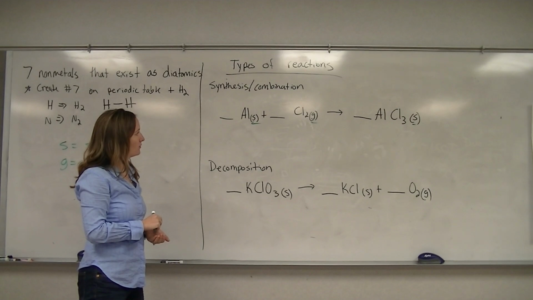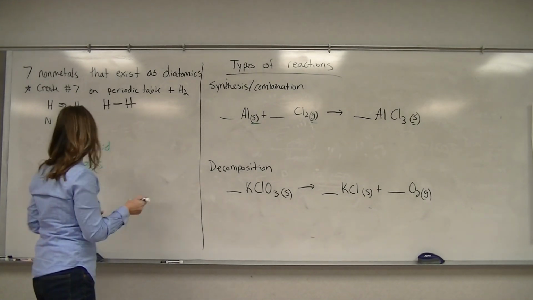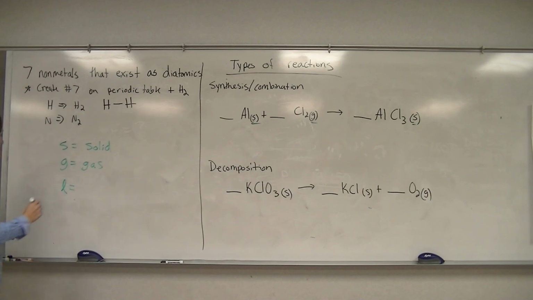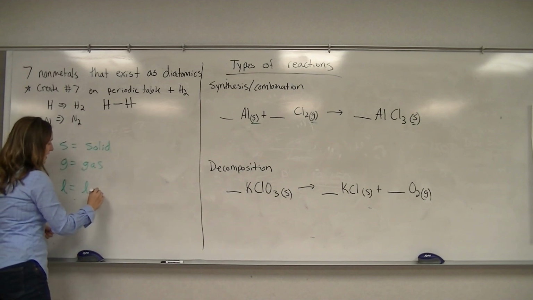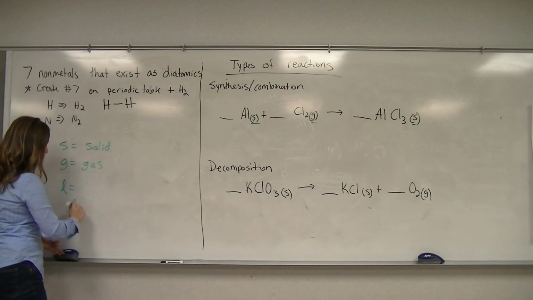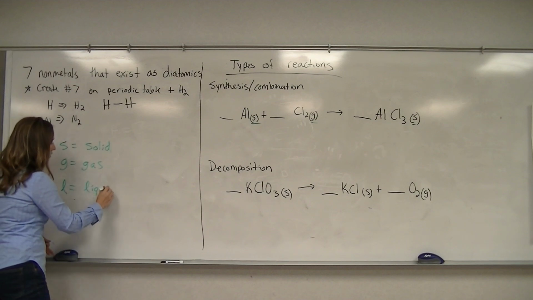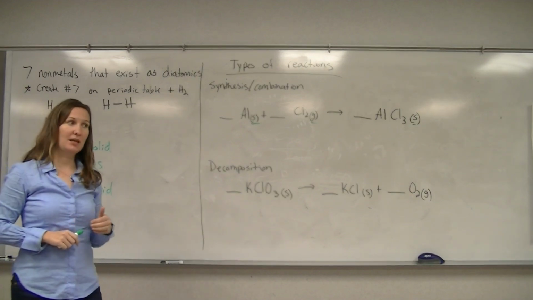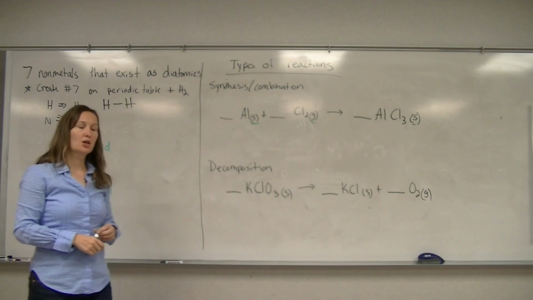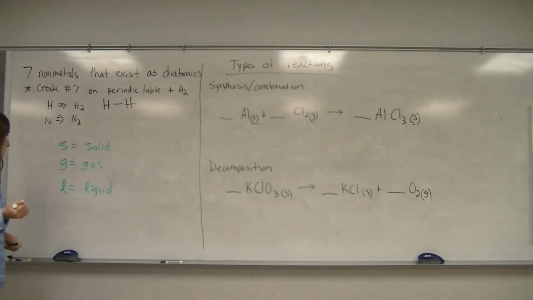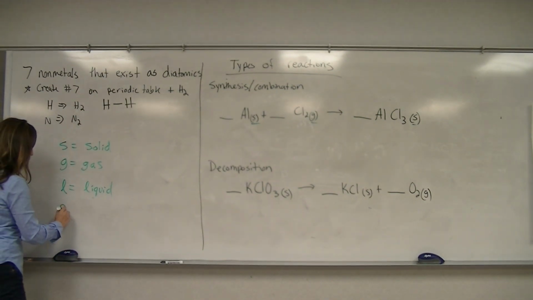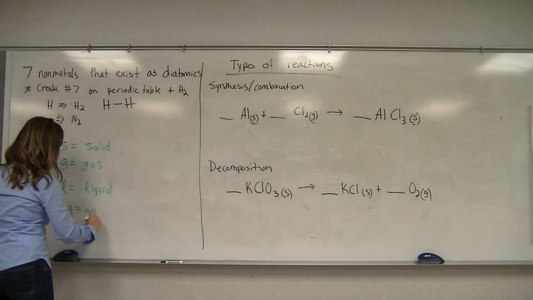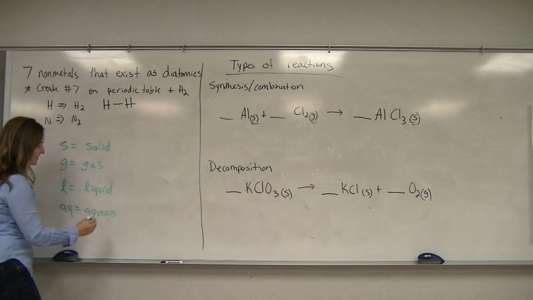The other two versions you'll see as we come up is you might see an L after the element or compound, and this is a liquid. What that means is it's in its pure form. It's not mixed with anything else. We'll often see water with an L by it, because that means that pure water was added to the reaction. The last one you'll see is an AQ. What AQ means is aqueous, and this is a solution.